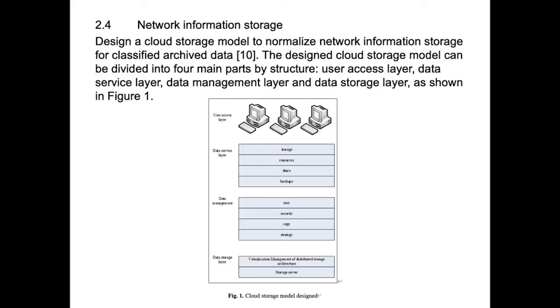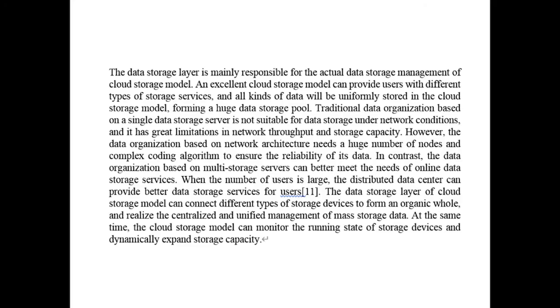Network information storage. Design a cloud storage model to normalize network information storage for classified archived data. The designed cloud storage model can be divided into four main parts by structure: user access layer, data service layer, data management layer, and data storage layer, as shown in Figure 1. The data storage layer is mainly responsible for the actual data storage management of the cloud storage model.